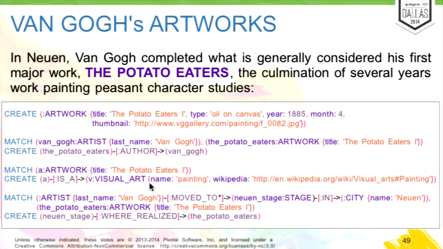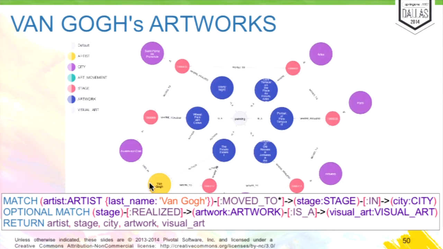So we have a match clause that retrieved the nodes we are interested in, and a create statement that created the relationship between those two nodes. I did this for all of the artworks of Vincent van Gogh. This is an example. You can see in every stage, which is in Paris, Nuenen, Auvers-sur-Oise, and so on, there are some artworks that he painted.